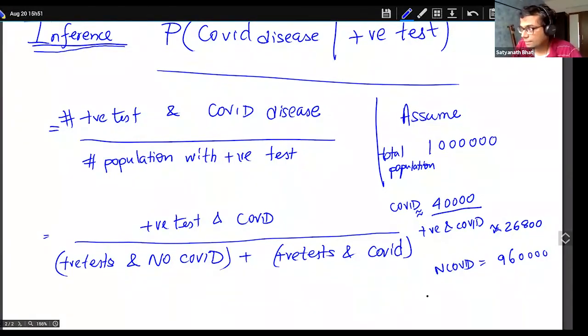So similarly, no COVID and positive, what is that number? So that will be, let's try to do that. 960 into 1 in every 100 will show wrong result. So that number will be, that is easy computation. That will be 9600. Okay, 1 in every 100 will show positive. Is that okay? Does everybody understand these two computations?